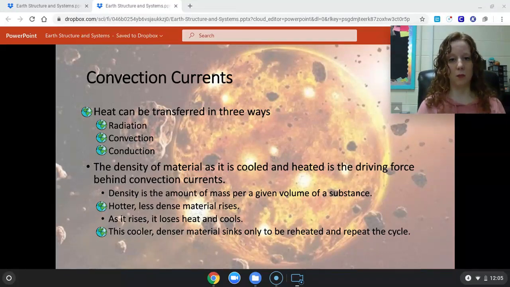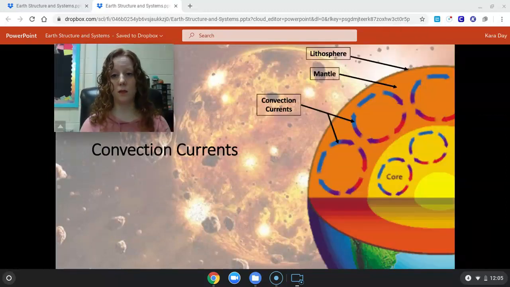Keep those two key points in mind. Hot material is going to rise and is less dense. Cool material is going to sink and is more dense. And then here you can just see some simple pictures of convection currents in the mantle. You can see that the hot material is rising. As it rises, it cools off. Now that it's cool, it's going to sink, heat back up, and repeat the same thing we've been saying for the last few minutes.